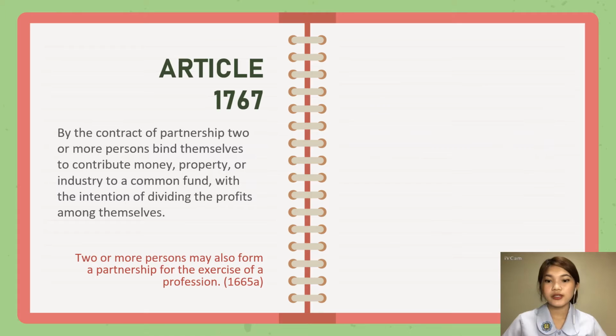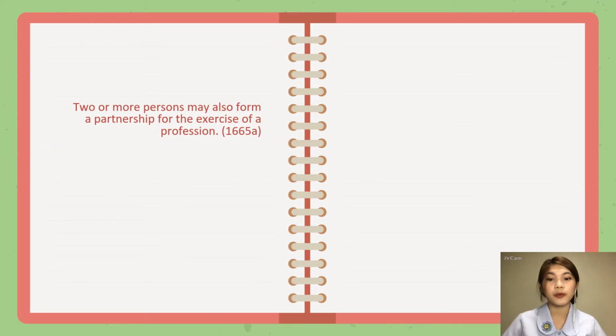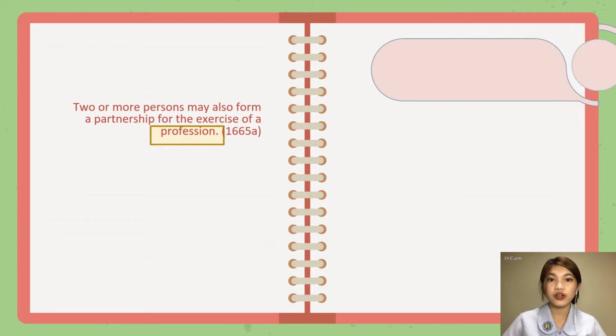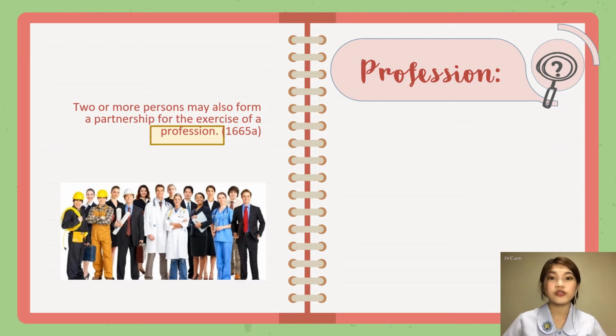Let us now discuss the highlighted sentence under Article 1767, which is two or more persons may also form a partnership for the exercise of a profession. When we say profession, there are a lot of jobs that come into our mind. Let's say we have doctors, educators, attorneys, engineers, and many others. It is said that these people can form a partnership merely by expressing their profession.